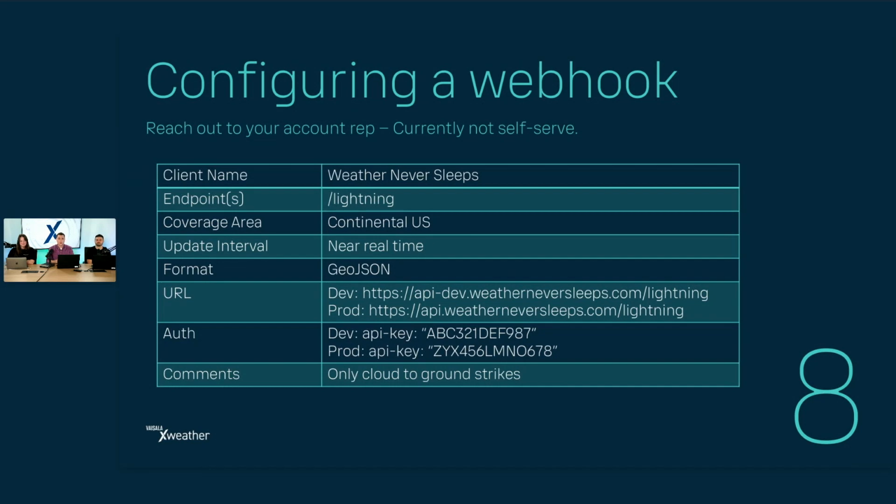And then as far as authentication goes, we want to make sure that we're only sending you data and nobody else has access to this, so you're not getting rogue data or something that you're not expecting. So we can support API keys on our end so that we can communicate to each other and nobody else is. And as far as the comments go, in this fictional setup here, I only want cloud to ground strikes.